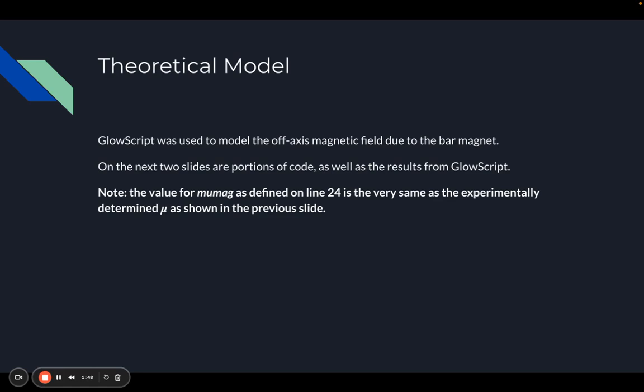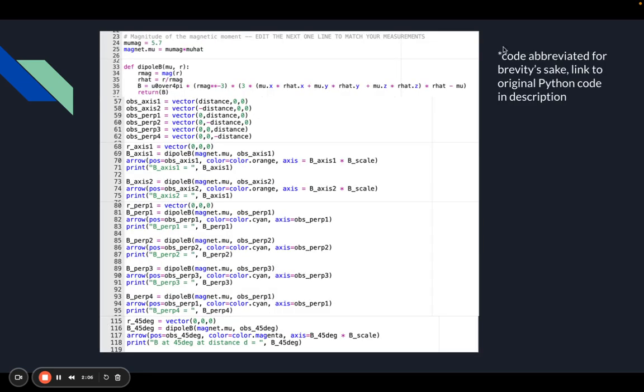A GlowScript Python code was used to model an off-axis magnetic field due to that magnet. Note the value for the mu as defined on line 24 of the following code is the exact same experimentally determined mu as we showed in this slide. Here's some of my code. You can see here, these are just defining that mu that I spoke of. This is defining, basically, the Biot-Savart law.